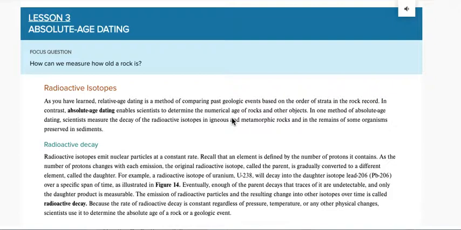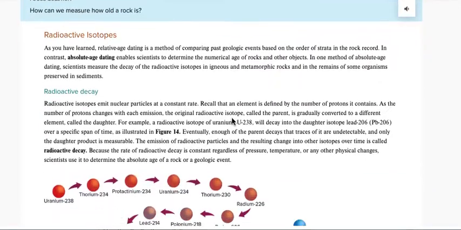But sometimes scientists want to be a lot more precise in knowing exactly how old something is, and so they use different methods, and one of them is called radioactive decay. So, in this section, we're going to talk about absolute dating methods, and absolute dating methods give scientists a just a lot more precise age of the things that they are studying. So, the first one that we're going to look at is radioactive decay.